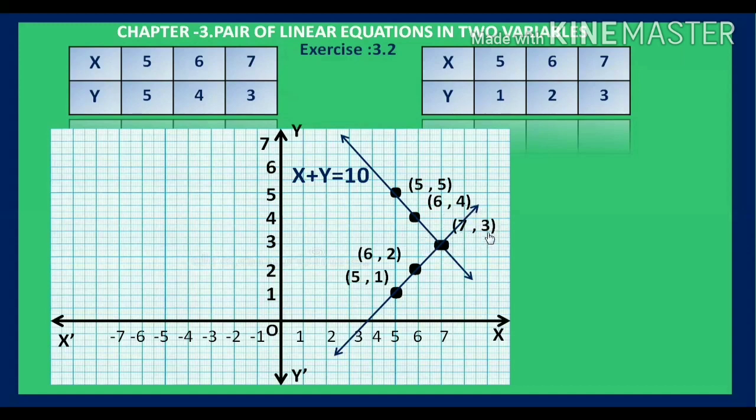7 comma 3 पे intersect करिए, तो यही अपना solution है. So equation x minus y equals 4. Now the intersection point is 7 comma 3. This is our solution. X is 7, y equals 3. So the solution of this system is x equals 7, y equals 3. Now we suppose x as the number of girls and y as the number of boys. So girls are 7 and boys are 3.